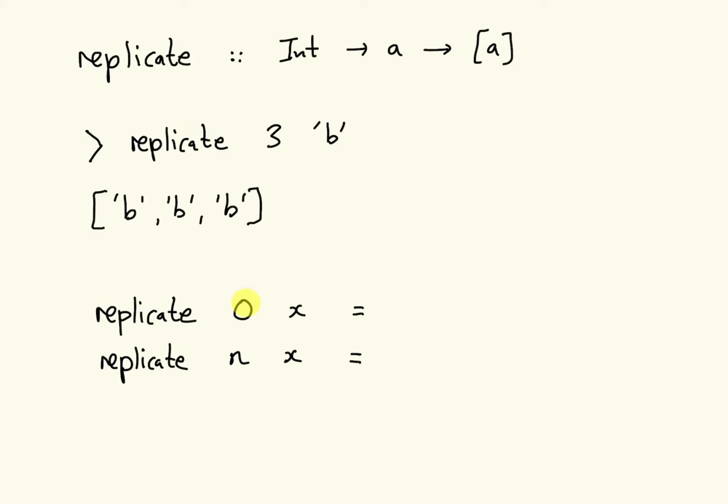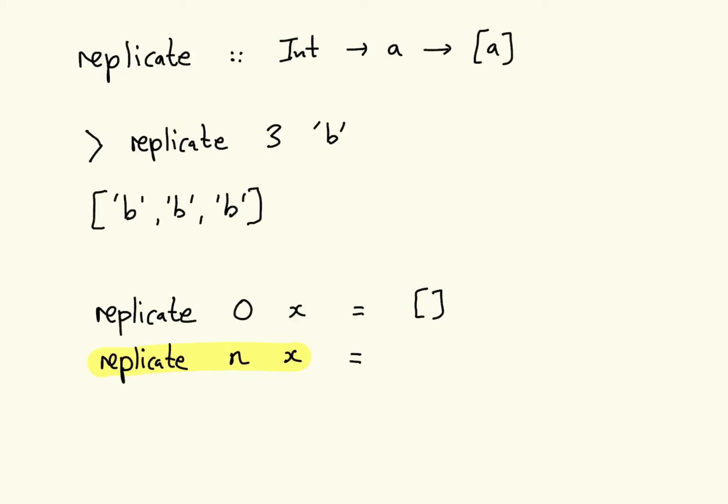If I want to replicate something 0 times, that's very easy to decide what to do. There's nothing to do, so I'll just give back 0 copies of the thing. I'll simply give back the empty list. And then you can think, well, what do you do in the recursive case? For example, if I want to replicate something 3 times, what do I do?